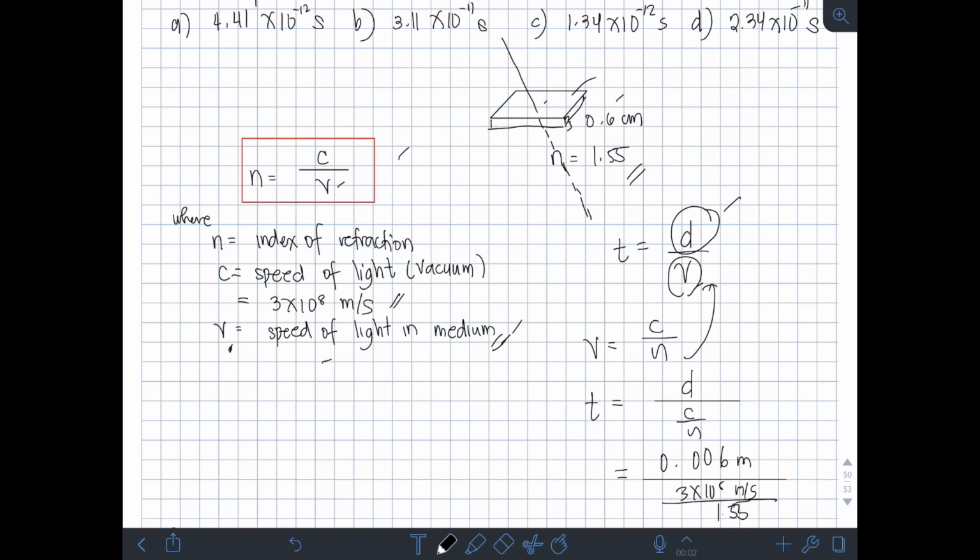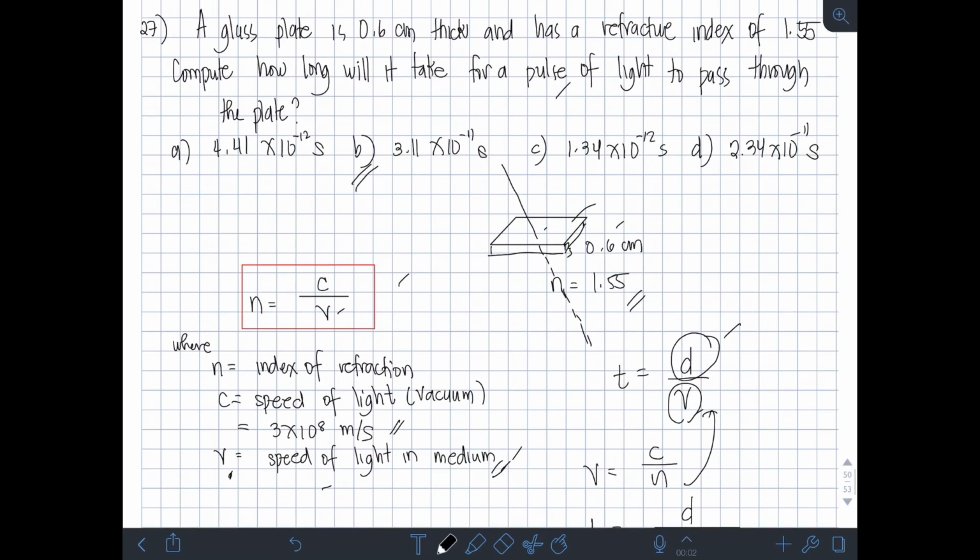So, using a calculator, what is the value of t that we will solve? So, 3.11 times 10 raised to negative 11 seconds. Okay, so the answer is letter B.